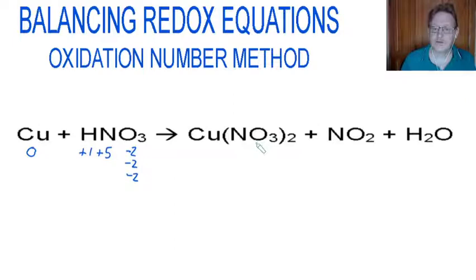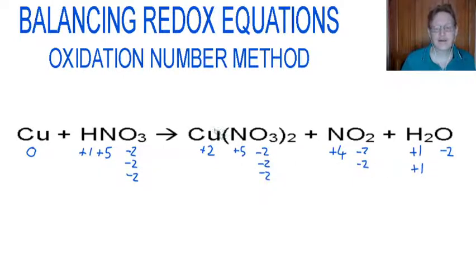Nitrate ion is minus 1, there's 2 of them, that's minus 2, so the copper there must be plus 2. Each nitrogen here is 5 and oxygen minus 2. Here the oxygen is minus 2, that gives us minus 4, so the nitrogen must be plus 4. And oxygen minus 2 and hydrogen plus 1.